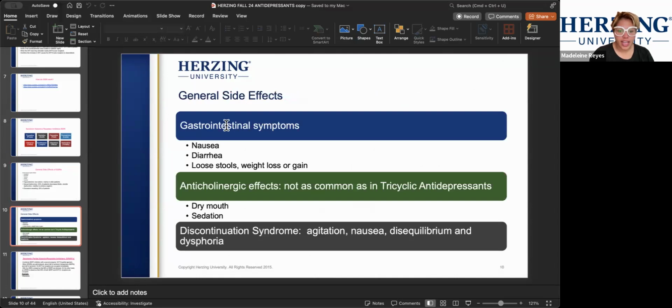General side effects in the gastrointestinal system: nausea, diarrhea, loose stools, weight loss or gain. Anticholinergic effects, usually with tricyclic antidepressants: dry mouth and sedation. And then discontinuation syndrome, very common. If they stop abruptly, they'll get agitation, nausea, dizziness, dysphoria.